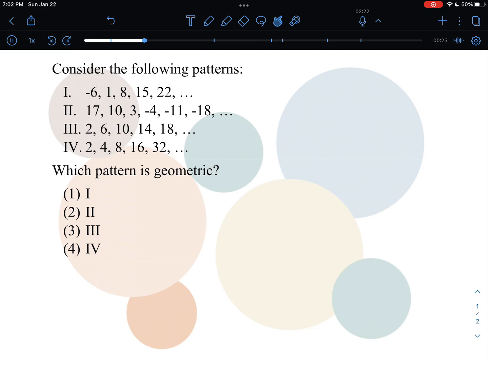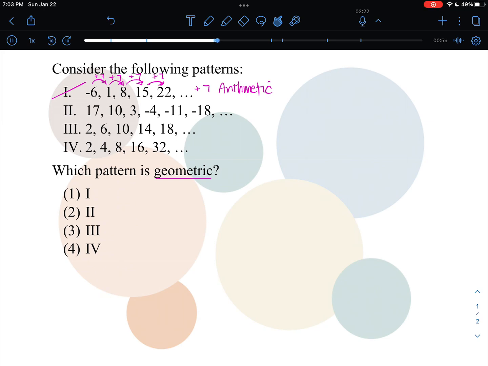So let me look at the first one. I'm going to see if I notice a common difference. Can I add something to the previous term to get the next term? I'm adding 7, adding 7, adding 7. And it looks like I'm adding 7. There is a pattern, so I would call that arithmetic. It's asking me which pattern is geometric, so that is not my answer.